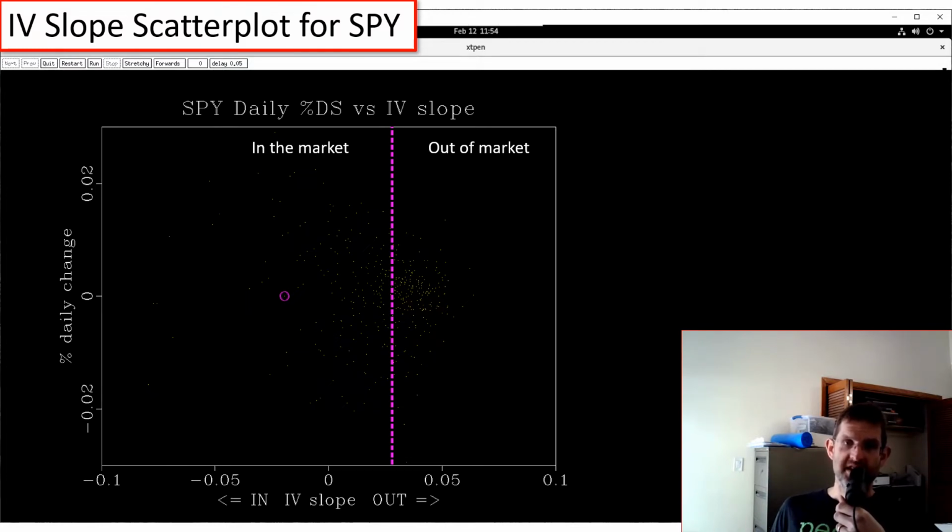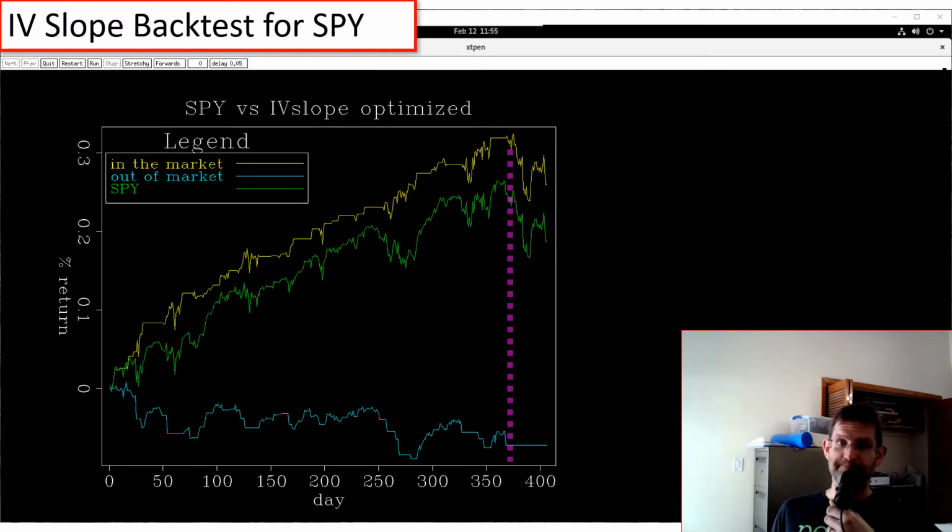If you look closely at the points, you'll see that the big up outlier moves, which are the days you don't want to miss, occur when the IV slope is negative. This makes sense since the last year was a crazy buy the dip mentality. So whenever there was a short period of market stress, SPY immediately snapped back up onto its 30% upward trend.